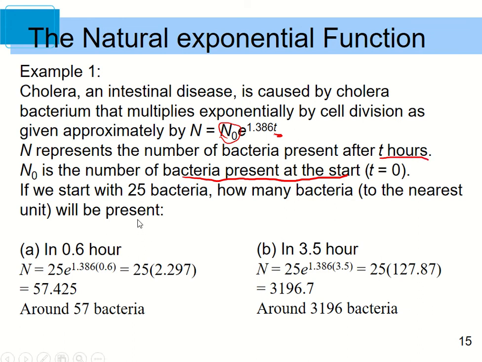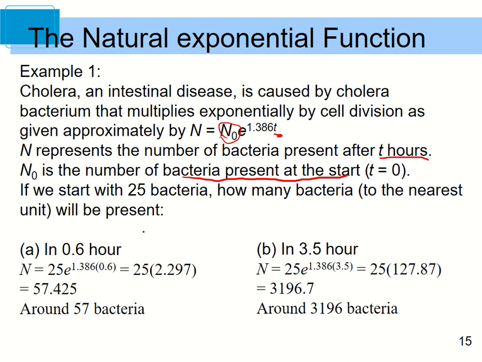So now let's say in the beginning there were 25 bacteria. Now how many bacteria are there 0.6 hours later? To find the number of bacteria after 0.6 hours, first we put 25 as the N naught, so this is 25. Then we have e to the power of 1.386, and t is 0.6. Solving this calculation using a calculator, we will have 57.425. So it's about 57 bacteria after 0.6 hours.